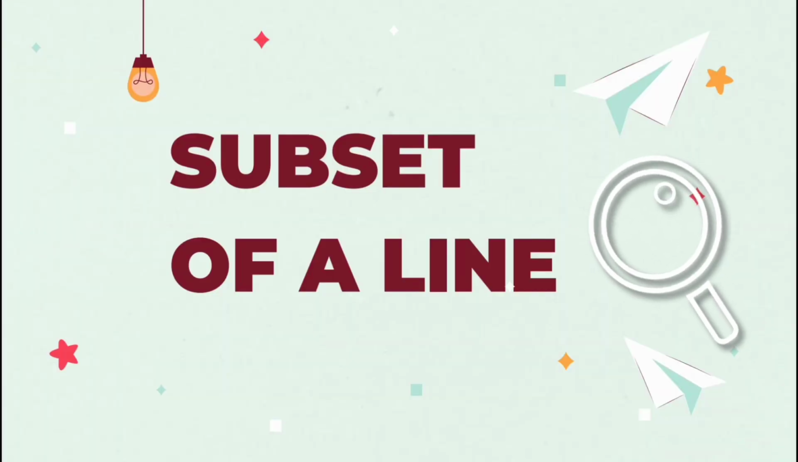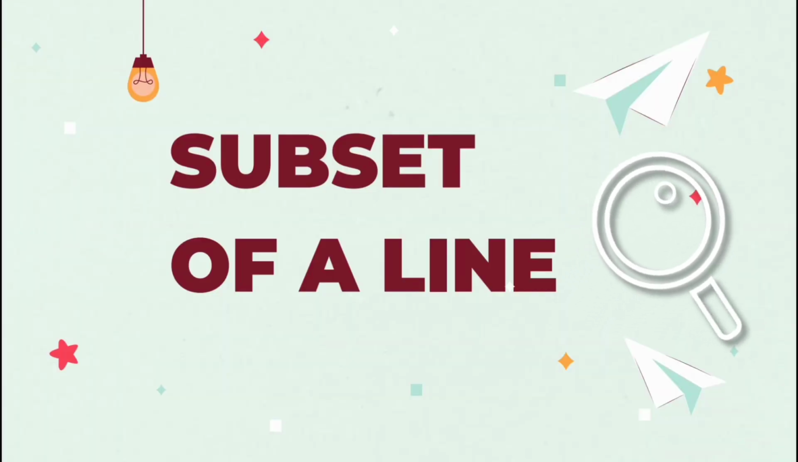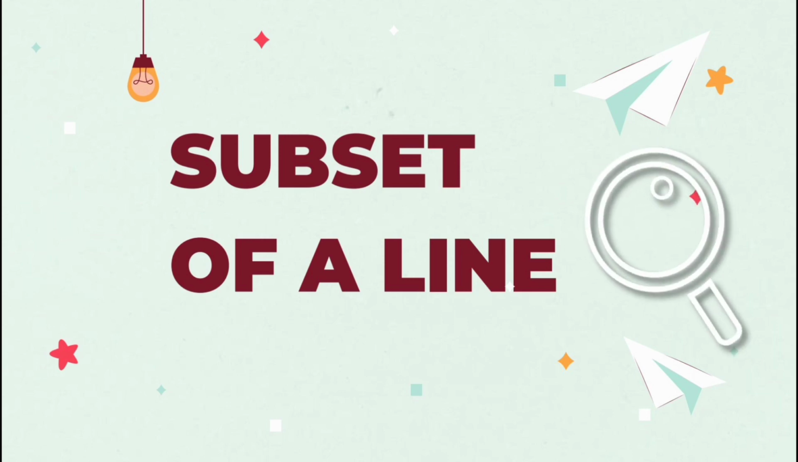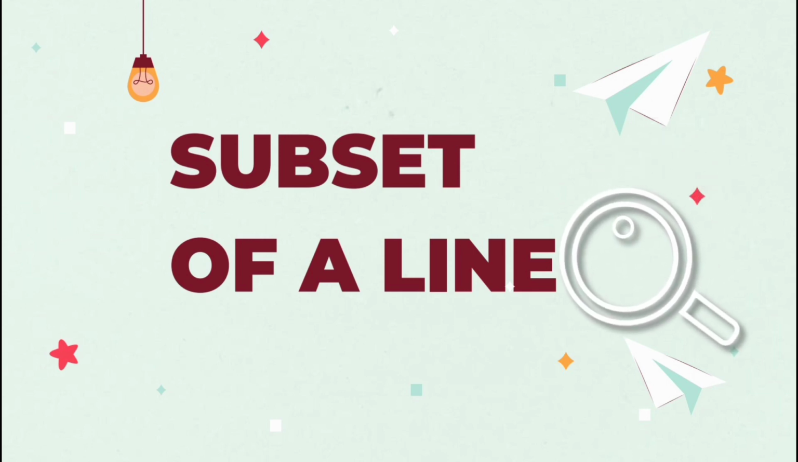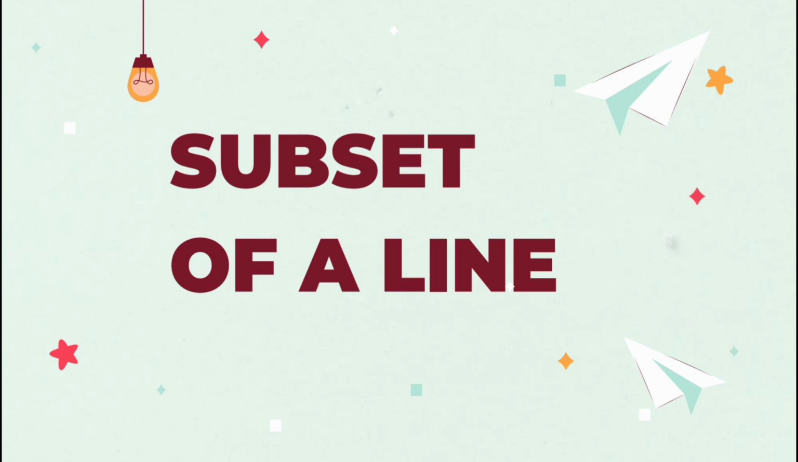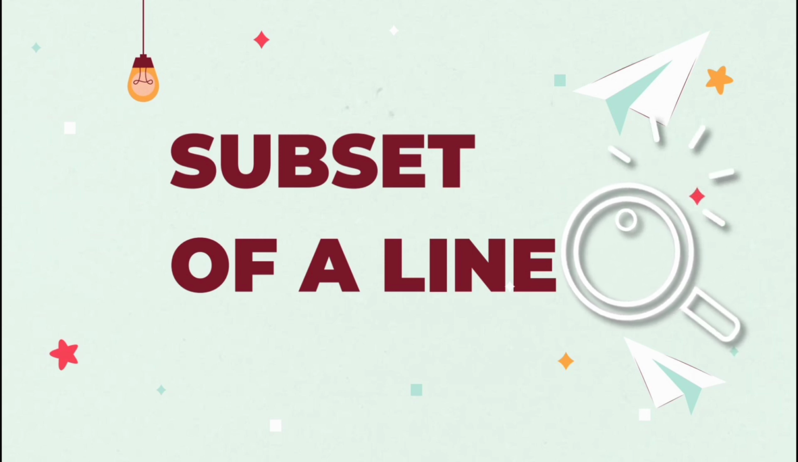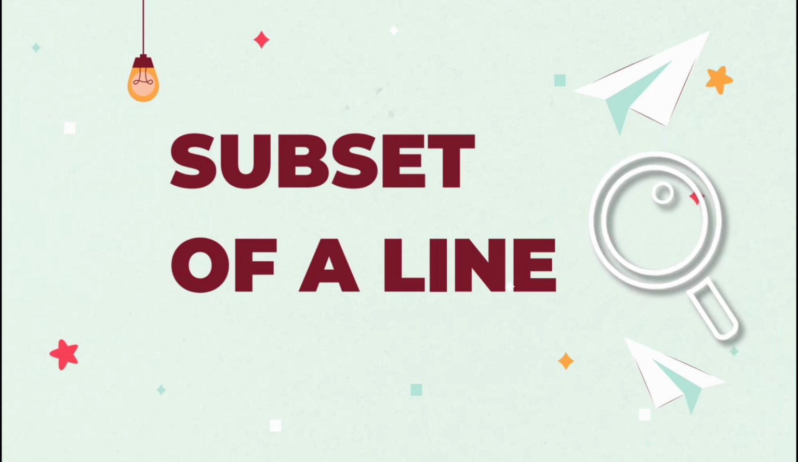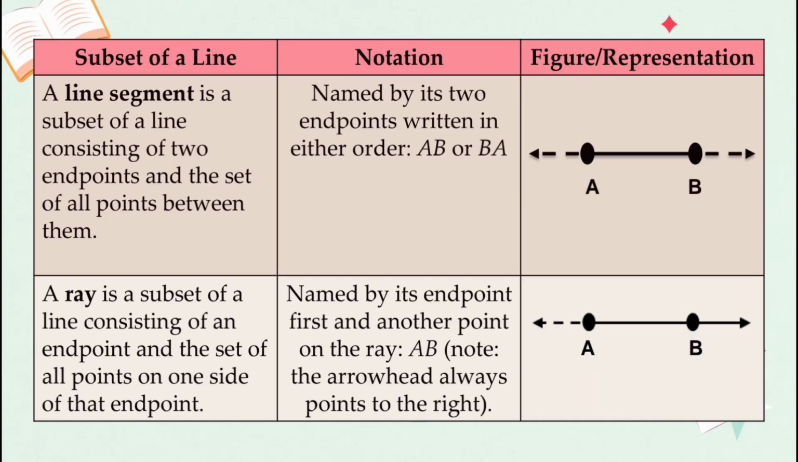Subset of a line. A line could be broken into smaller parts or subsets to better understand all its concepts and application. These include line segment and ray. A line segment is a subset of a line consisting of two endpoints and a set of all points between them. Notation: name by its two endpoints written in either order, line AB or line BA.